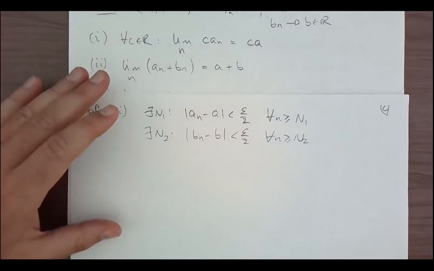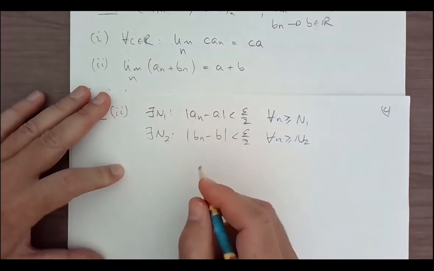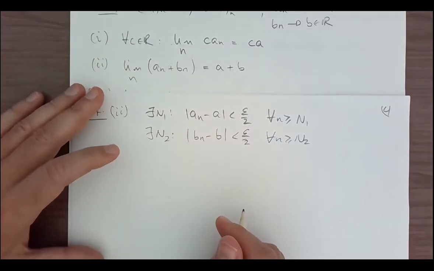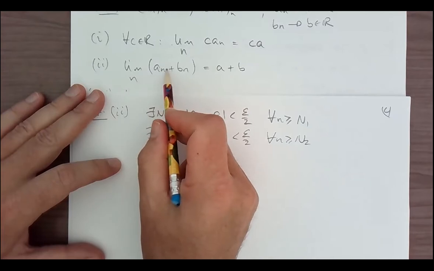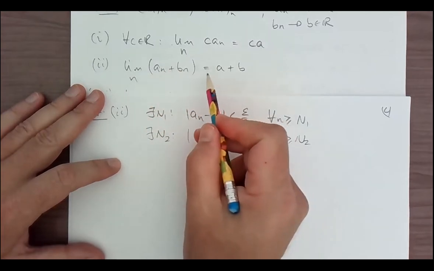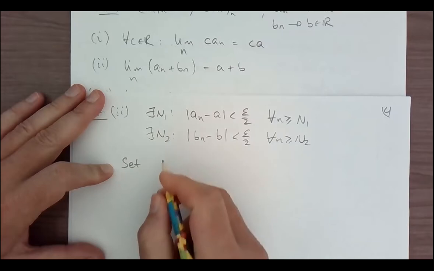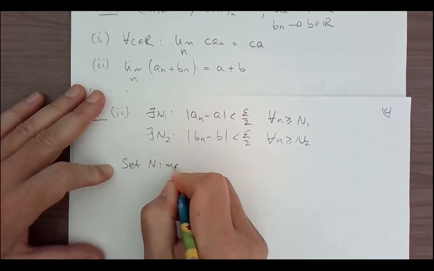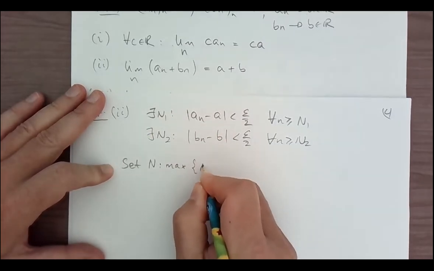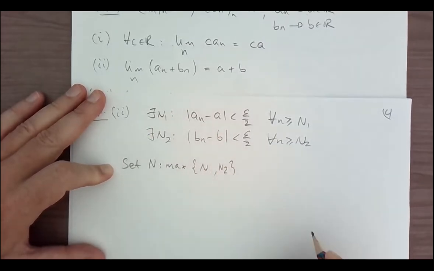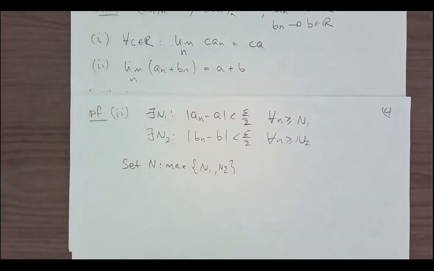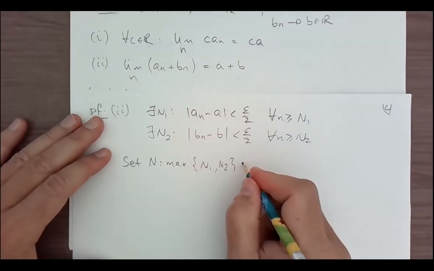And then we combine. So this is a typical thing. Our job is to find an N that will make the sum of AN plus BN close to A plus B. And so if I set N to be just the max between these two, set N to be this maximum, then I should have it.